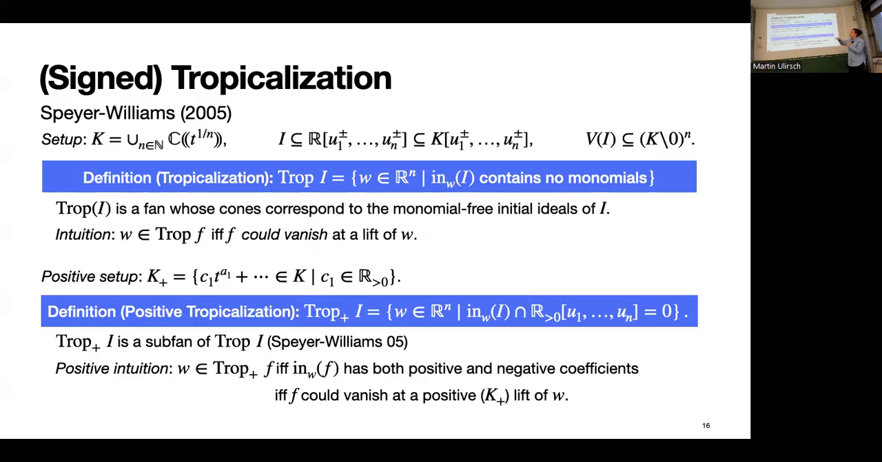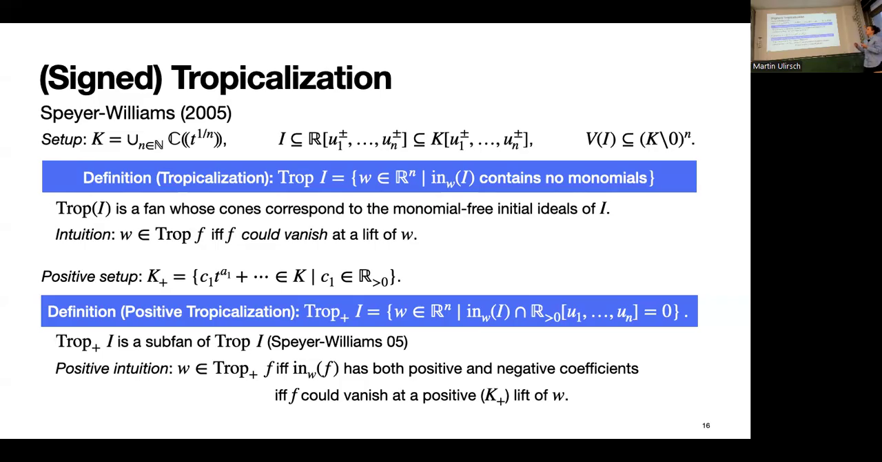In the positive case, the positive Puiseux series have a bit of an unintuitive definition. So we take all the Puiseux series that start with a positive real coefficient, but the rest of the coefficients are also allowed to be complex. And a positive tropicalization means that we take all the weight vectors so that the initial ideal doesn't have any polynomials with only positive coefficients.